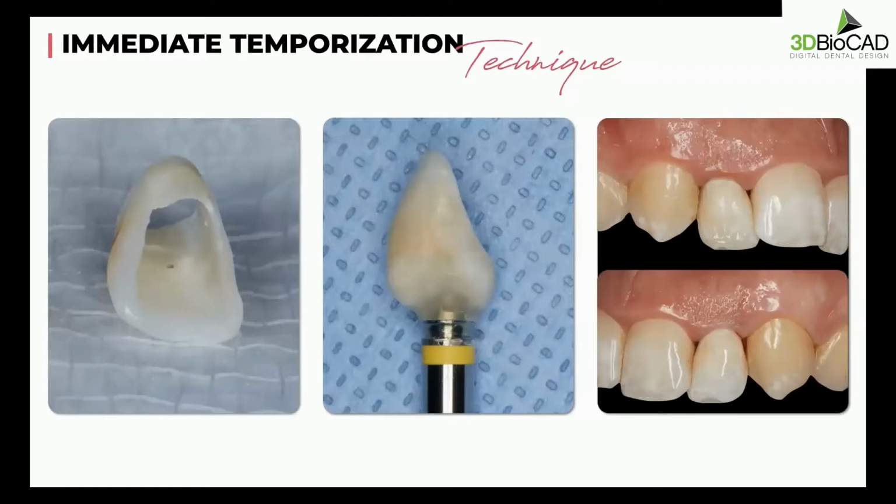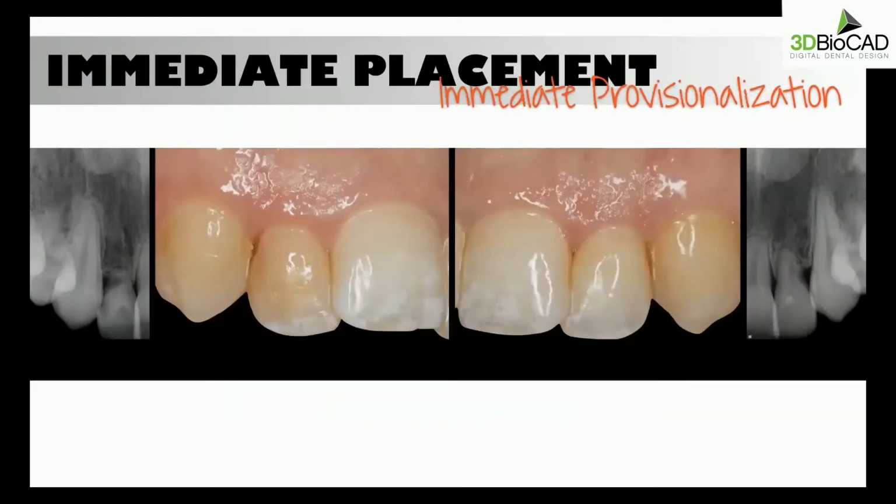So I'd like to share a technique with you where I'm using a natural tooth as a temporary restoration. So in this case, the laterals of this patient had severe root resorption, so they had to be taken out. And we decided that we're going to do immediate implant placement and immediate temporization.